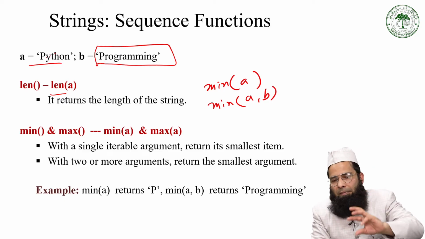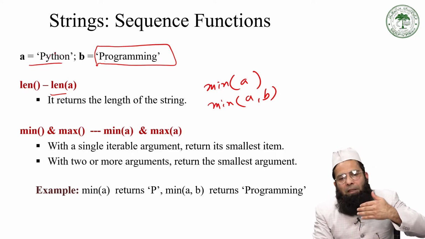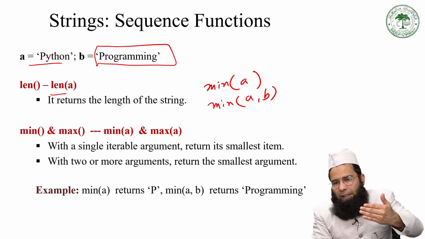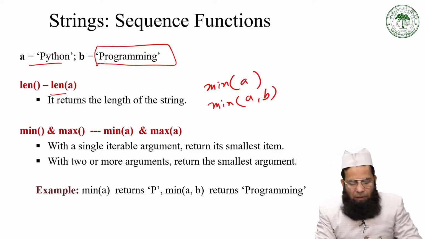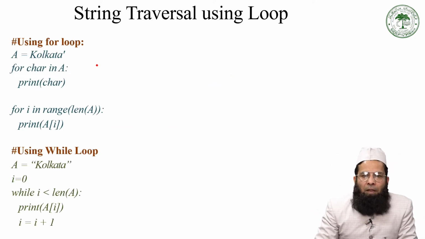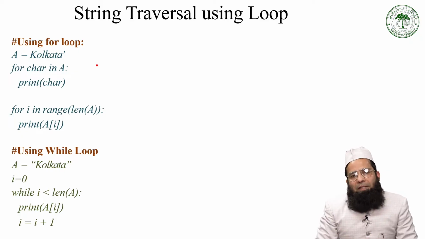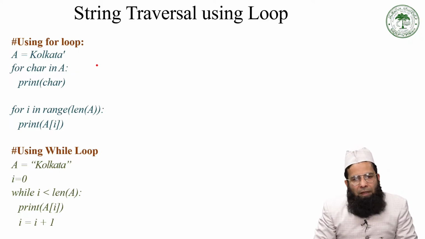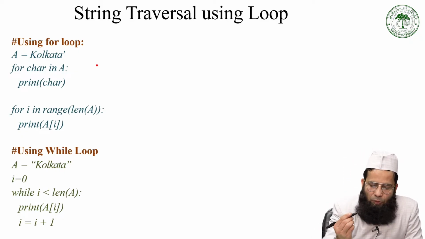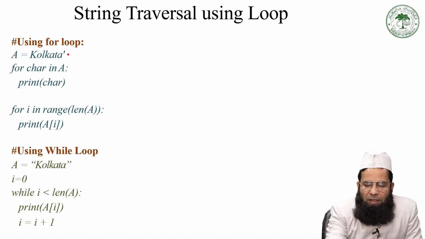And how maximum and minimum are treated. It actually uses the ASCII value of the characters. Now, how can we traverse a string? Using a loop, we can traverse the string. There are 2 different ways. Suppose this is the string, there should be a quote as well.